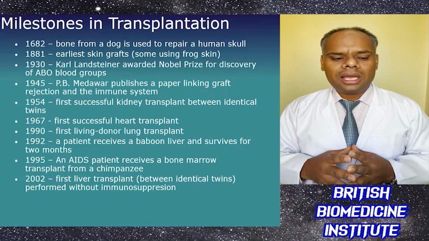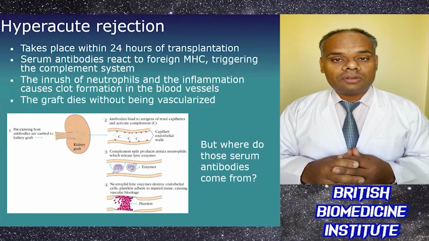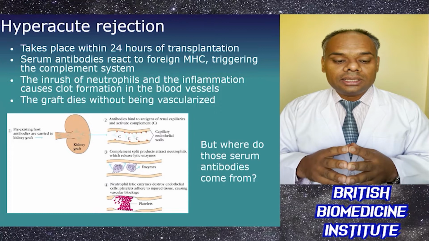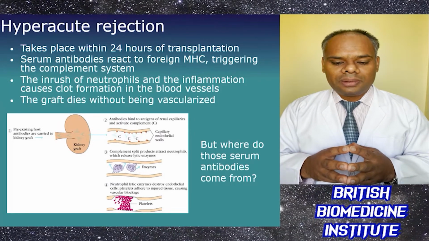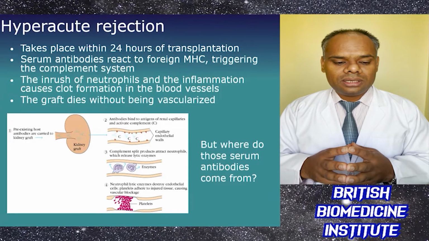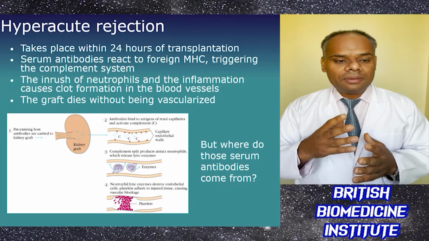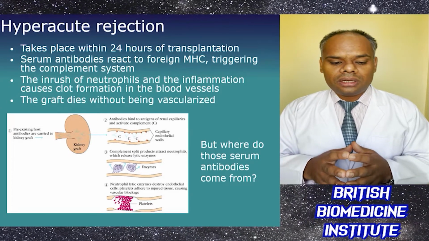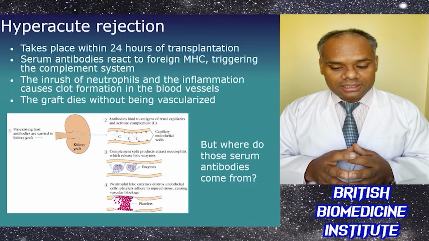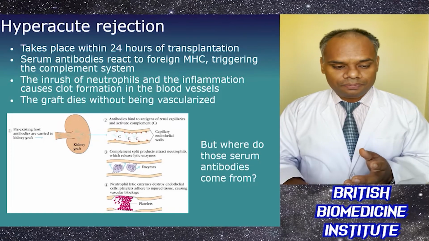There can be hyperacute rejection, which usually takes place within 24 hours of transplantation, when serum antibodies react to foreign major histocompatibility complexes, triggering the complement system. The influx of neutrophils and the inflammation cause clot formation in the blood vessels, and the graft dies without being vascularized. But where do these serum antibodies come from?